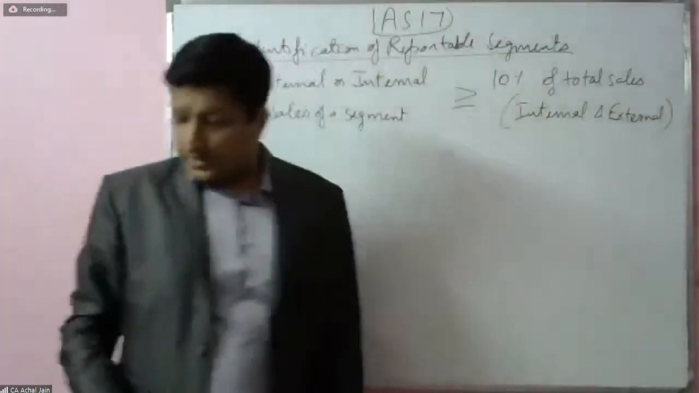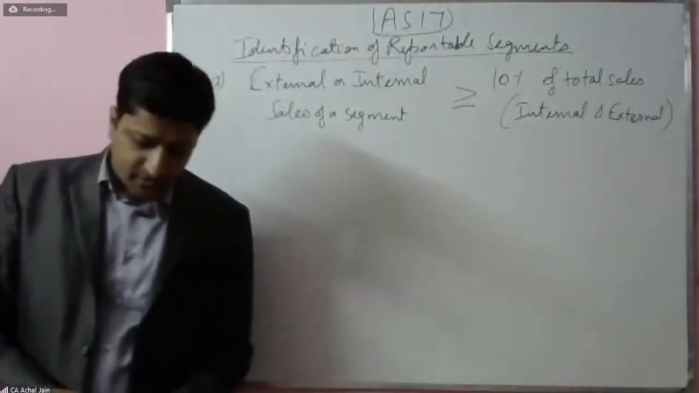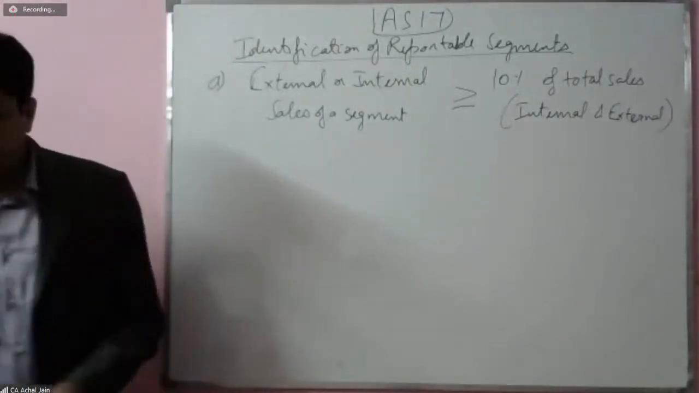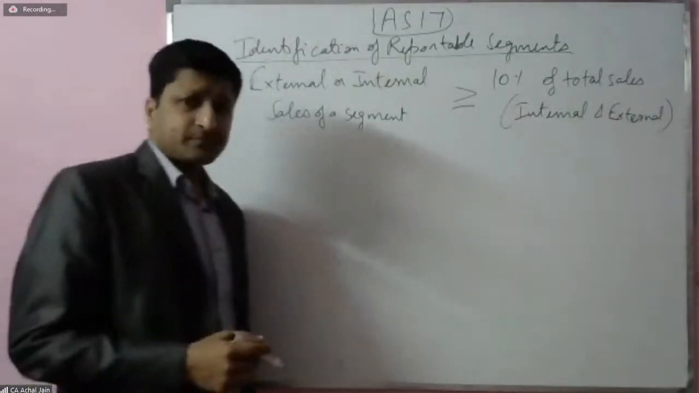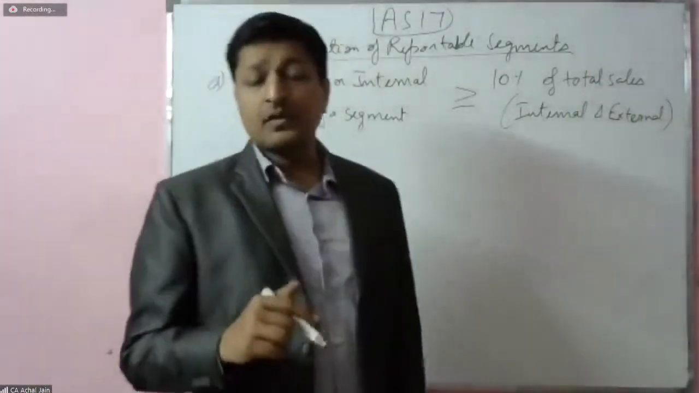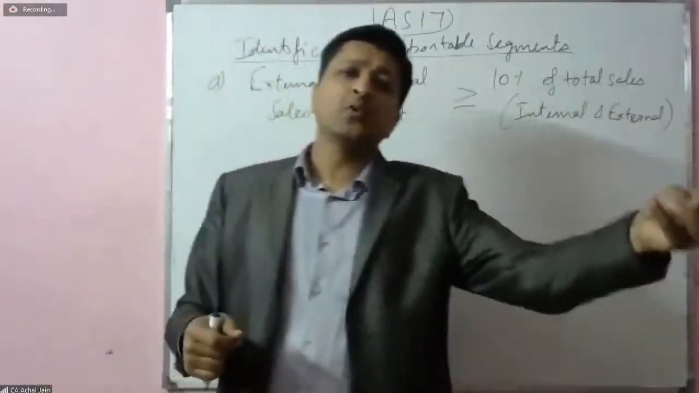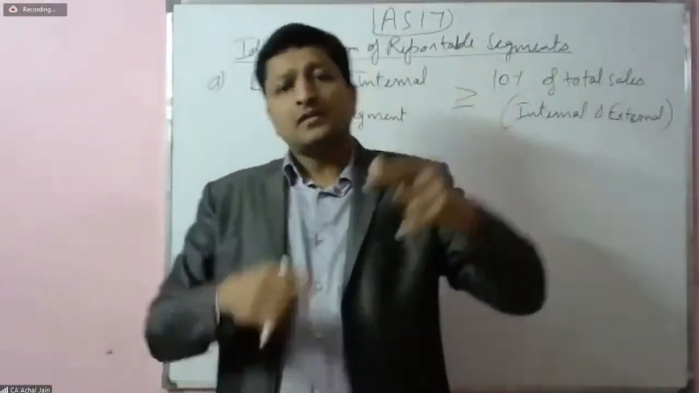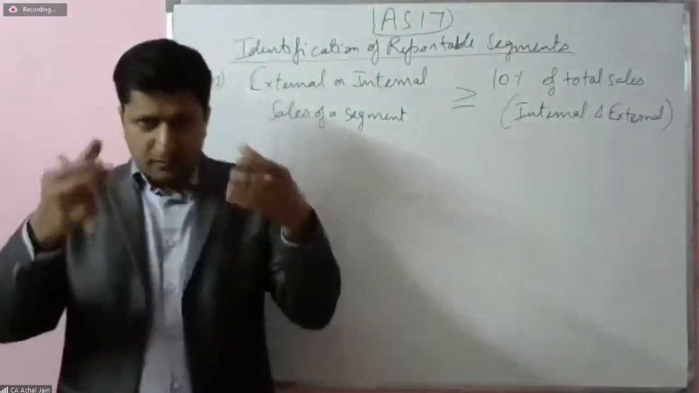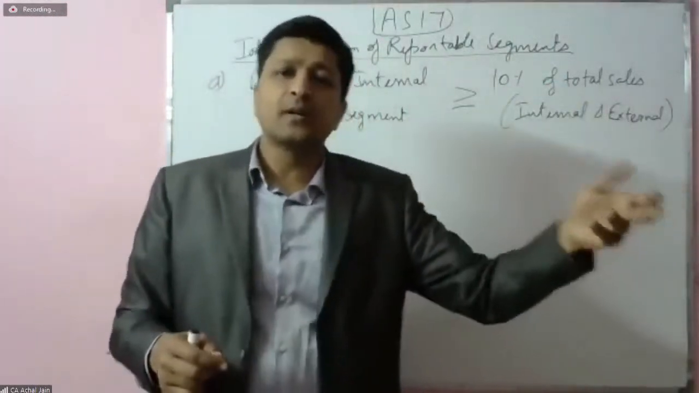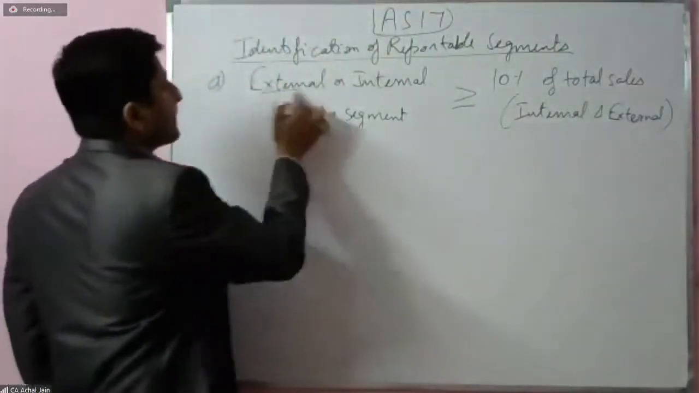So let us understand what you mean by internal or external. Say in a company, there are 5 segments. Segments are selling to each other. Segment 1 is selling to segment 2, segment 2 is selling to segment 3. These are called internal sales, meaning within the company. And the sales which are made outside the company are external sales.